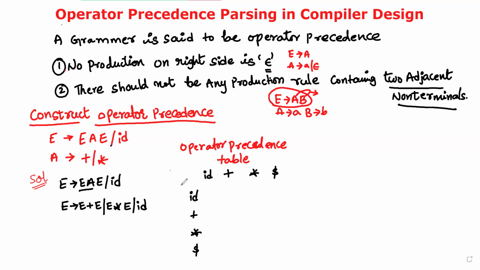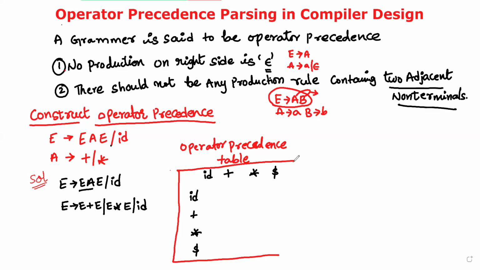Now I am going to compare ID with ID, ID with plus, ID with star, ID with dollar. Remember, when you construct the operator precedence table, you compare all values with all. So now let us construct it one by one easily.